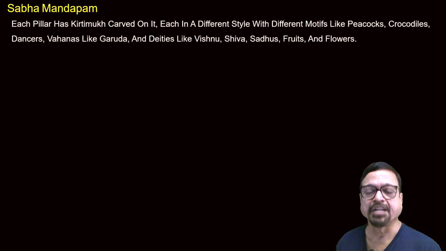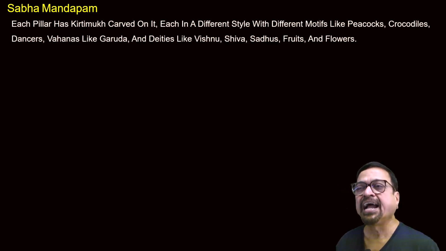Now let's come to Sabha Mandapa. Each pillar has the Kirti Mukha, that is carved on it. Each is different in style with different motifs like peacock, then crocodile, then different Vahanas like Garuda, then different gods like Vishnu, Shiva, and certain fruits and flowers. They all are used to design them.